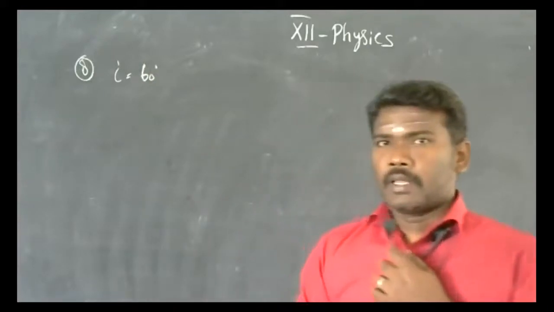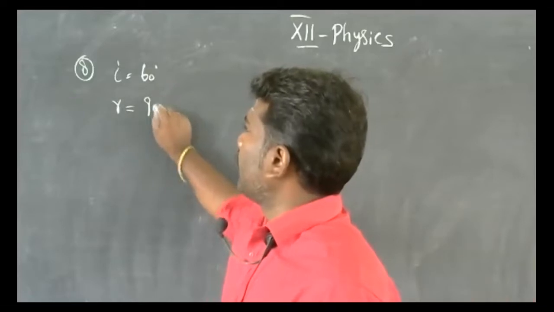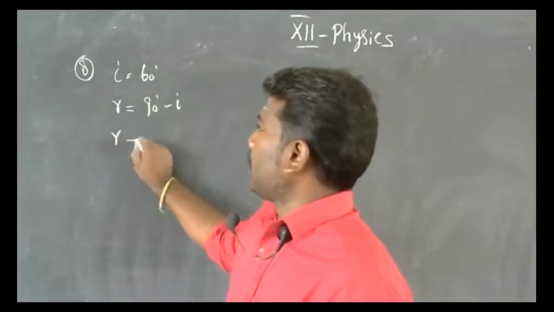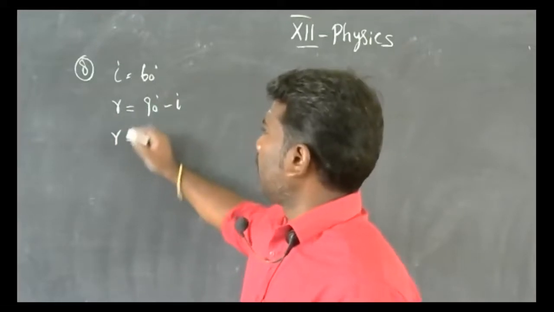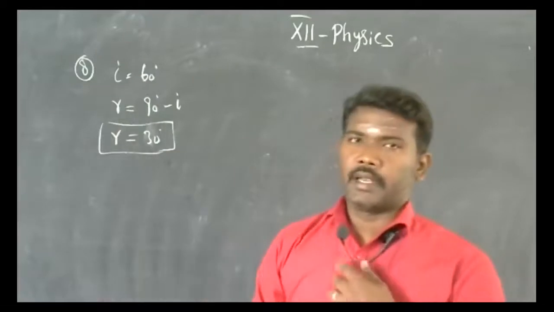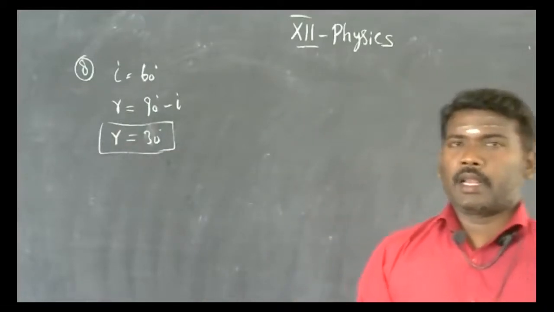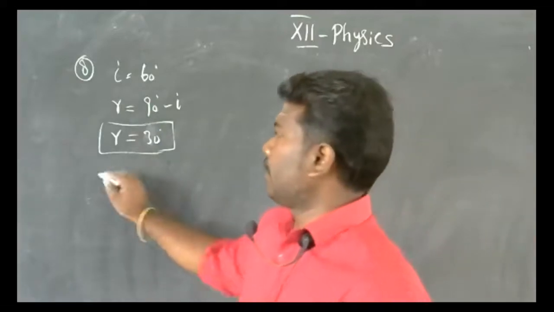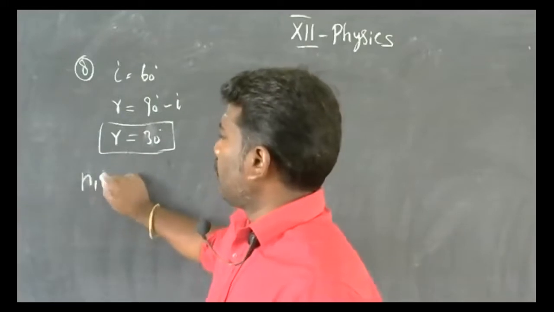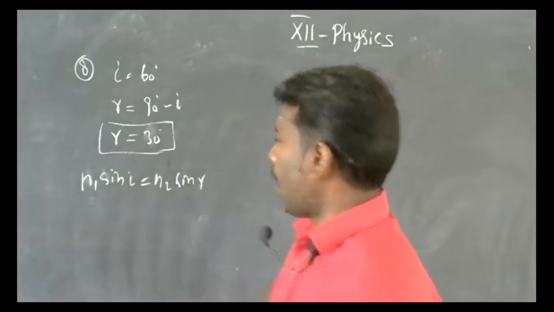We can easily calculate the angle of refraction. The formula for this case R is equal to 90 minus I. I value 60 degree. So angle of refraction 90 minus 60, the answer is 30 degree. R value is 30 degree. And also we are going to calculate the critical angle. For critical angle, we have the formula N1 sin I is equal to N2 sin R.